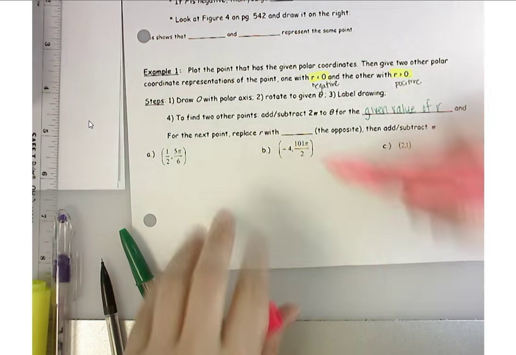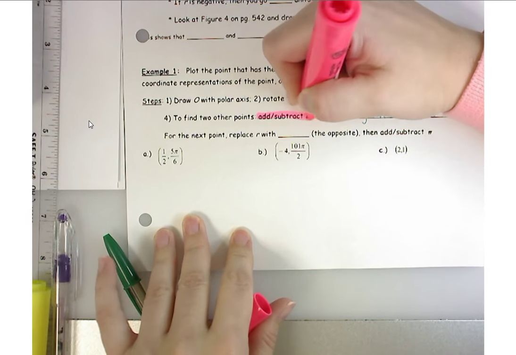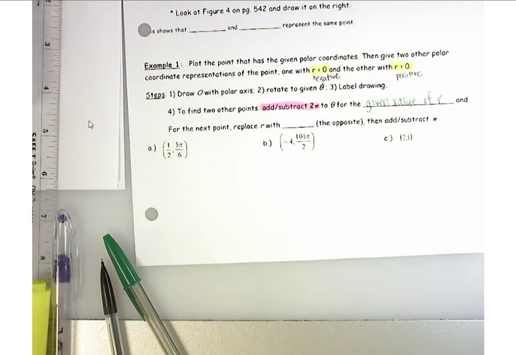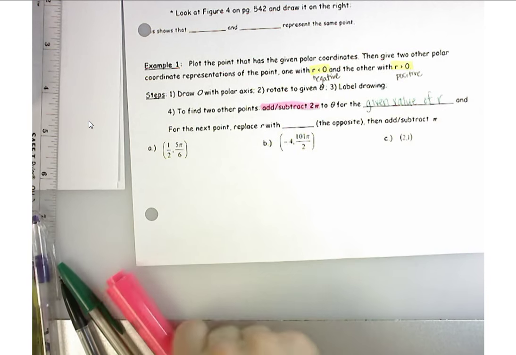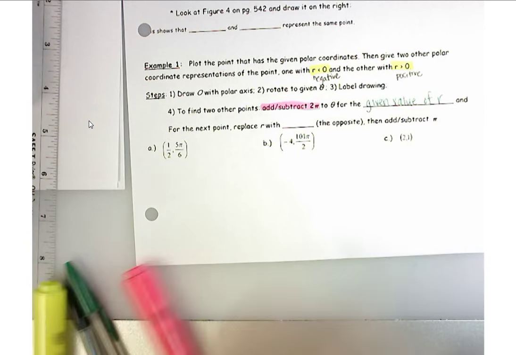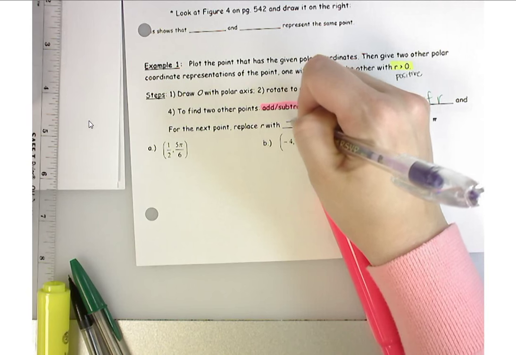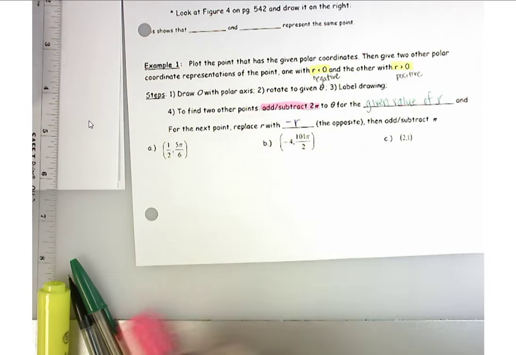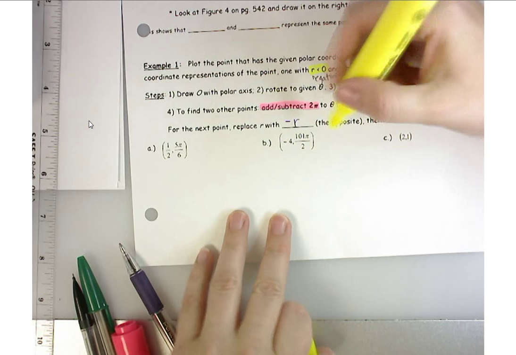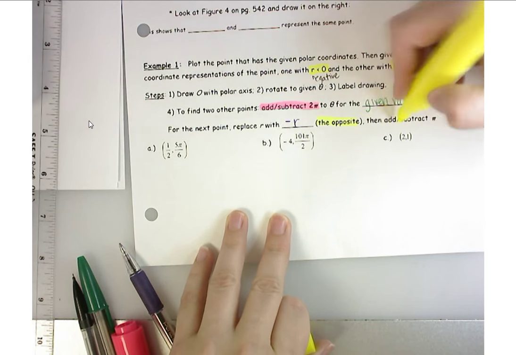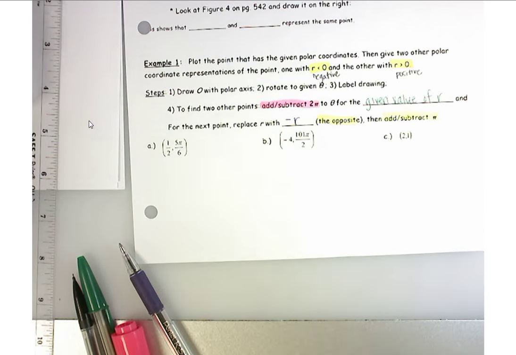Okay, so you're always adding and subtracting 2 pi for the given value. For the next point, you're going to replace r with the opposite. Whatever the opposite is, that's when you add or subtract pi.